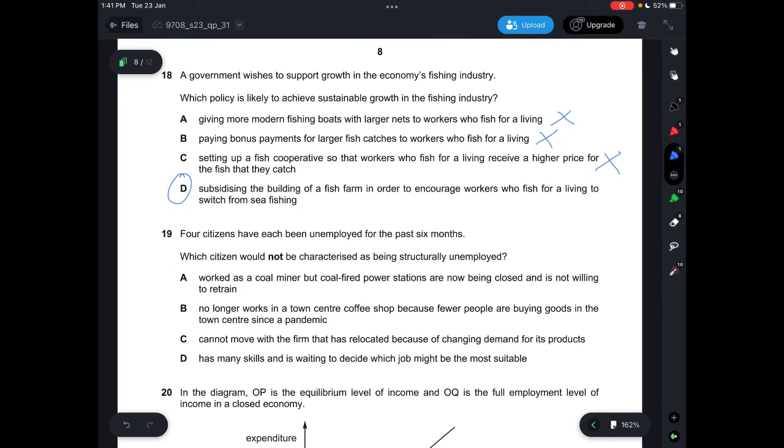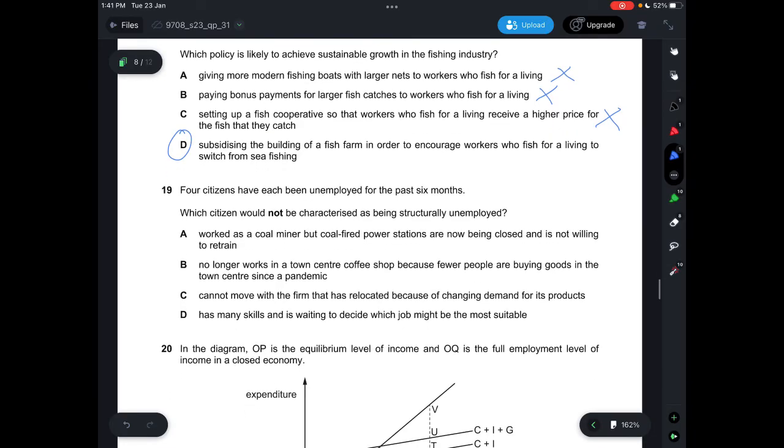Question 19, four citizens have each been unemployed for the past 6 months. Which citizen would not be characterized as being structurally unemployed? A says worked as a coal miner, but coal-fired power stations are now being closed and is not willing to retrain. This is structurally unemployed because of technological processes. So A is structurally unemployed.